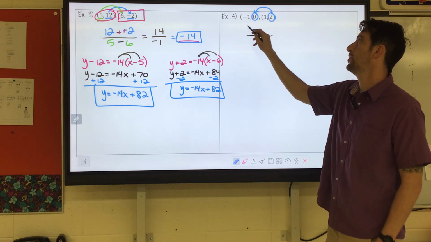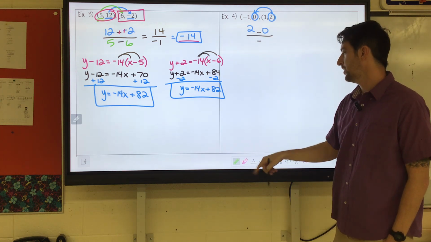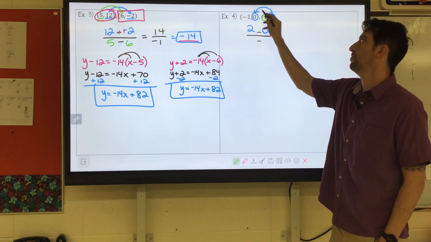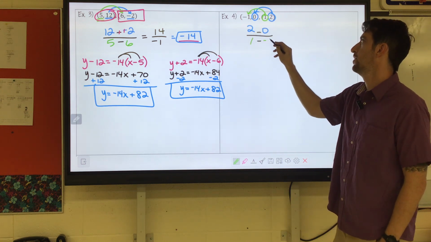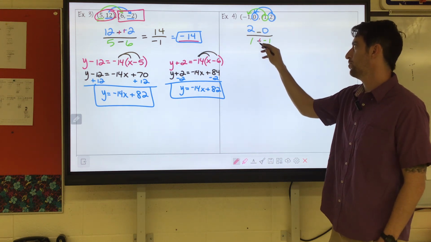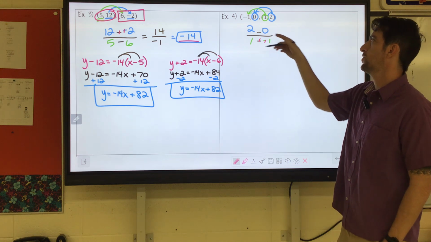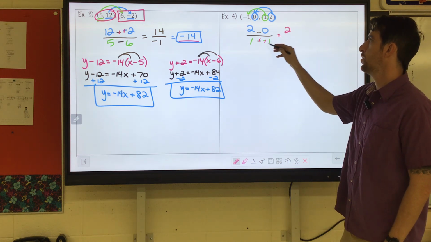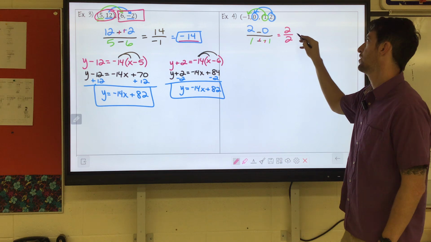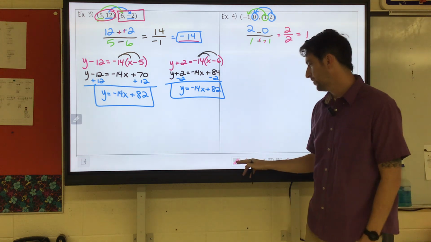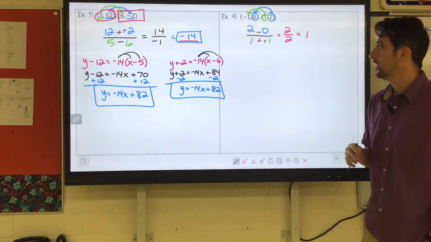Let's say I did 2 minus 0. Just be consistent in the denominator. 1 minus -1, which really becomes 1 plus +1. So this would give us 2 minus 0 is 2. 1 plus 1 now is 2. So our slope is 1. So we'll drop that into both equations here.